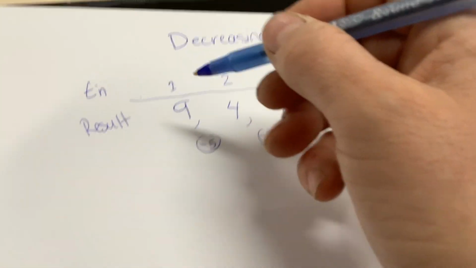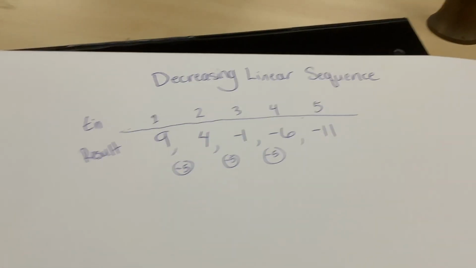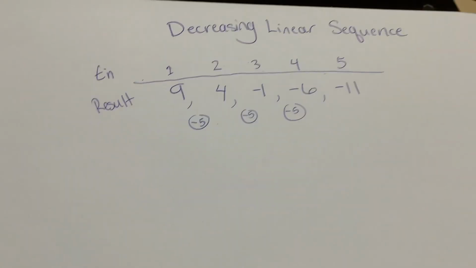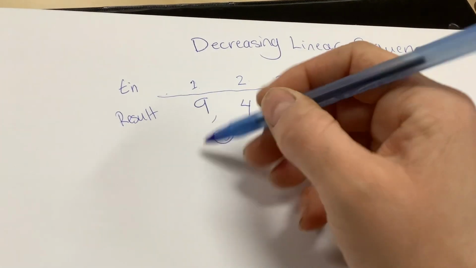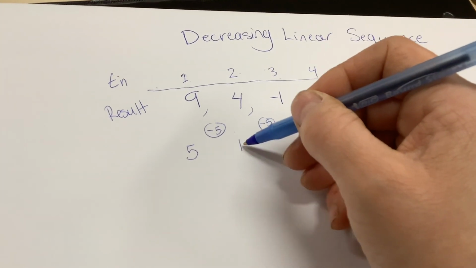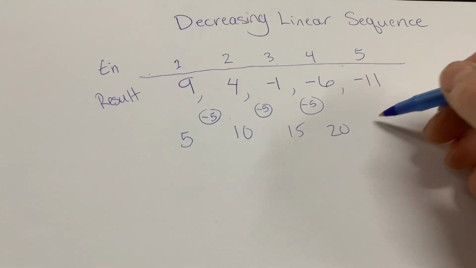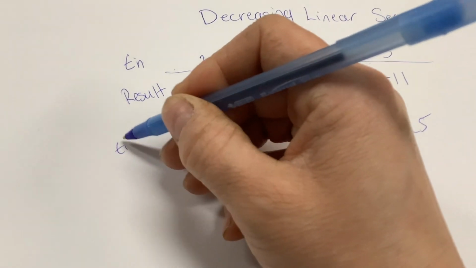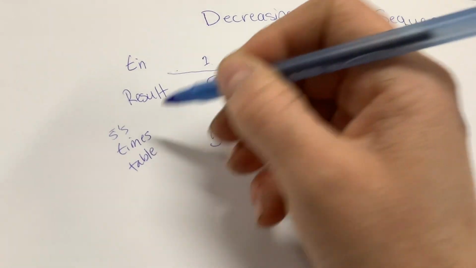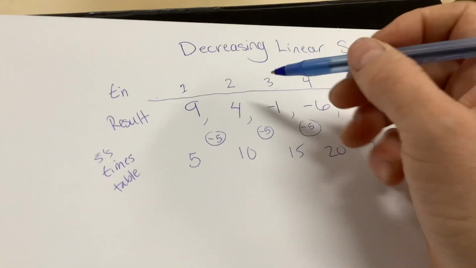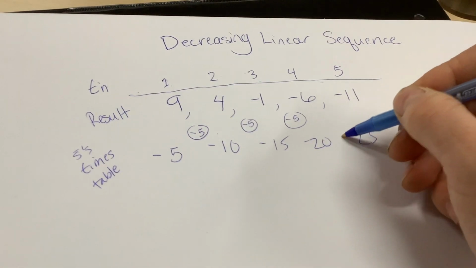And then we're going to notice that because it's going down by 5s each time, essentially we're counting by 5s. So in the first value, we're going to put 5. We're going to count by 5s here: 10, 15, 20, 25. So these are our 5s times table. But here's where we have to do something else, because it is a decreasing linear sequence. So we're going to put negatives in front of these. It's going down by that each time.